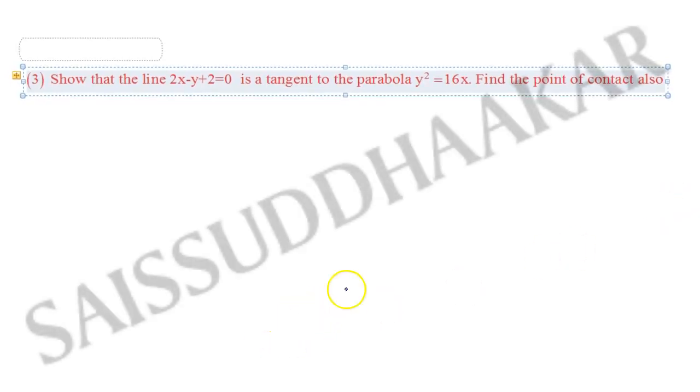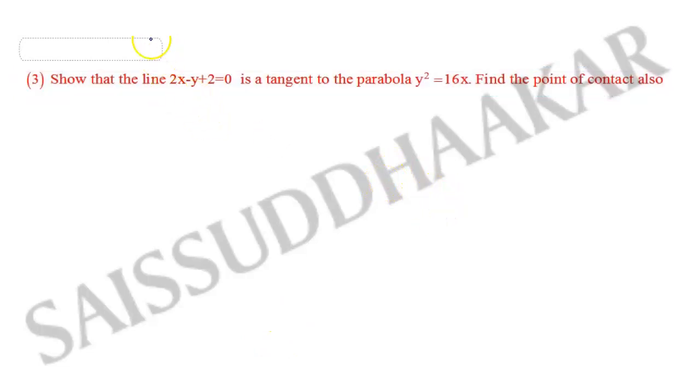Right. So here the third question is: show that the line 2x minus y plus 2 is equal to 0 is a tangent to the parabola y square is equal to 16x. Find the point of contact also. So here we have the formula. First I am writing the formula, y is equal to mx plus c.